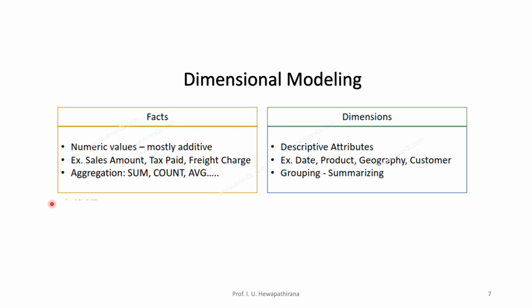So facts are the ones that we actually use for aggregation. We can take the sum because they are numeric values. We can count, we can take the average. And to do those aggregations, we can use dimensions for grouping and summarizing. Let's see how this is done using an example.